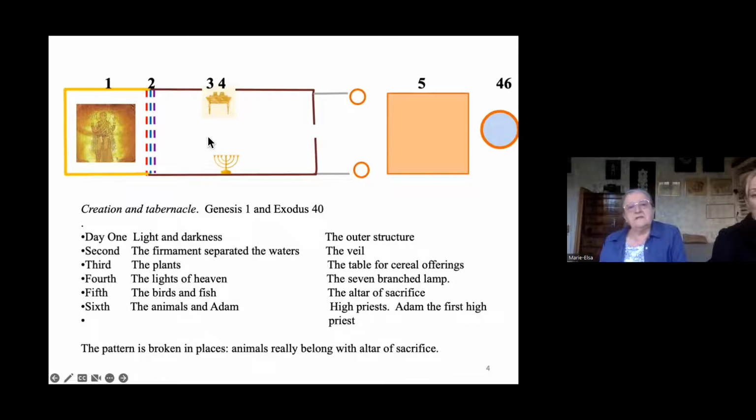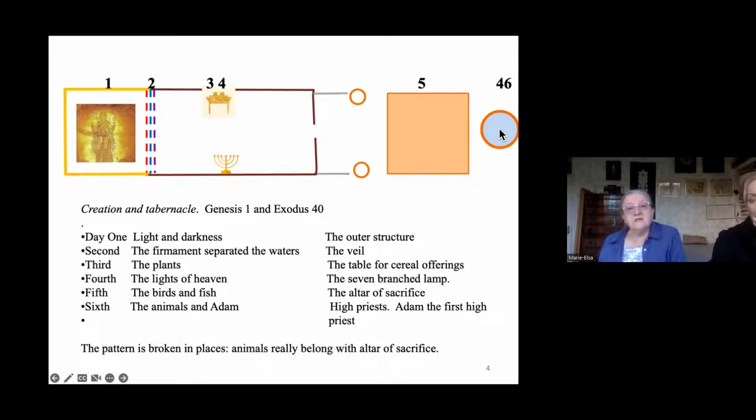Then on the fifth day, you have the great altar of sacrifice outside, and this represents when the birds and fish were created. Of course, fish were not sacrificed, but birds were. And then the pattern breaks a little, but you must remember it's a very old pattern. The animals created on the sixth day, along with Adam, they really belong on the fifth day because they too were offered as sacrifice. But the important thing about the sixth day is this is the creation of Adam.